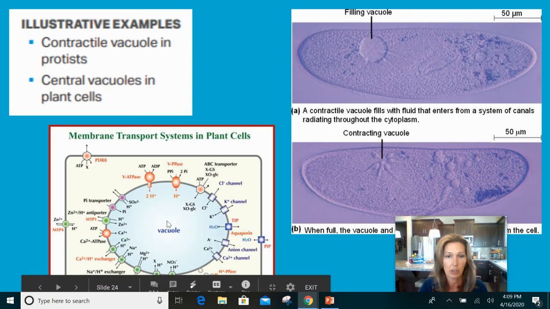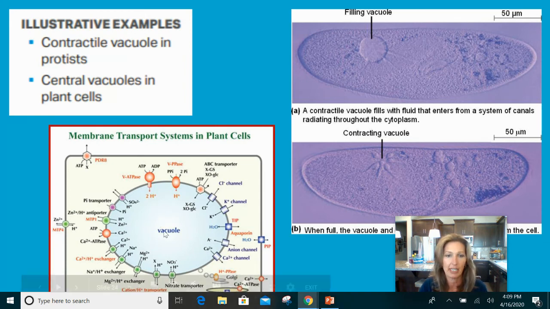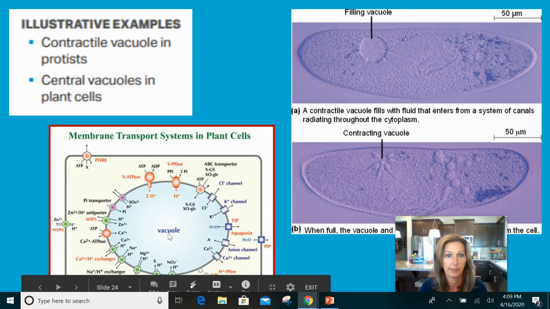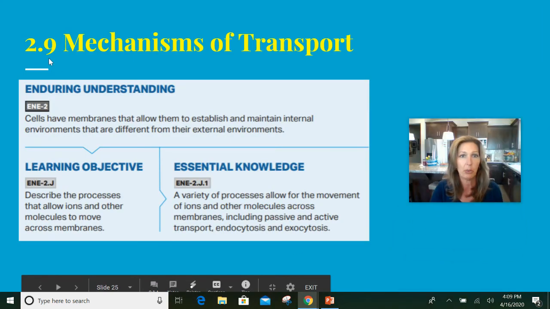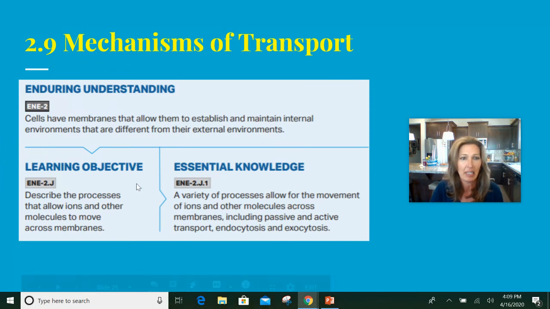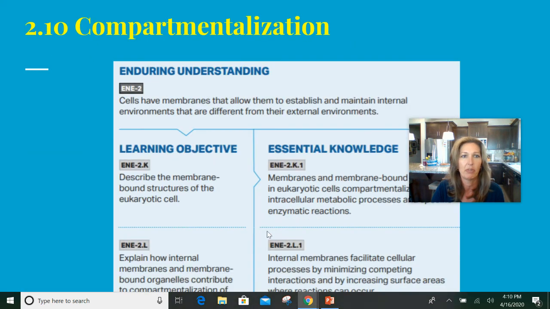So be able to just recognize why vacuoles in plant cells are so important. They're not only for storage of ions, proteins, and sugars, but they also maintain that turgor pressure for the plant cells that's also so important for structure. Now, in concept 2.9, mechanisms of transport, I really don't see how that's any different than things we've already talked about. Describe the processes that allow ions and other molecules to move across membranes. We already addressed that. So moving on.